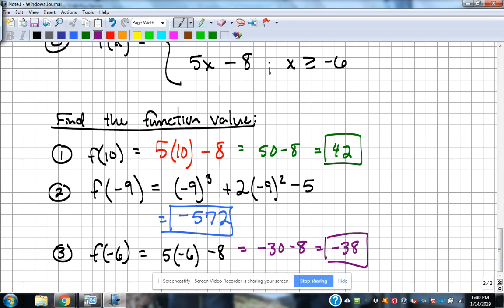So function value with piecewise defined functions, take your x value, compare it to the inequalities, find which piece to use. You're not going to ever plug it into all three of them. It's always just going to be one piece that you use for a function value, okay? One piece at a time. Piecewise defined function. That's the first section for the night. All right. Let's go to the next one.